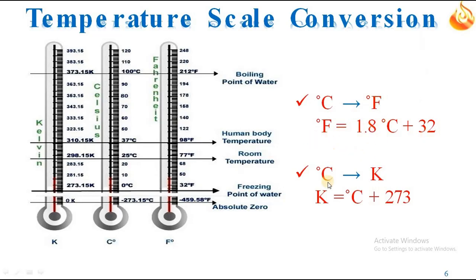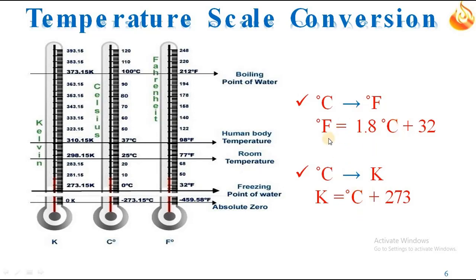Now, if you want to convert degree Celsius into Kelvin, then this formula is very easy. Whatever the value is given in degree Celsius, you have to just add 273 to that value. So the output will be the temperature in Kelvin. Okay, so just remember this formula for the conversion of temperature from degree Celsius to Fahrenheit or degree Celsius to Kelvin. If they have given the temperature in Kelvin and if you want to convert that into degree Celsius, then simply you can subtract the value and you can get the temperature in degree Celsius.